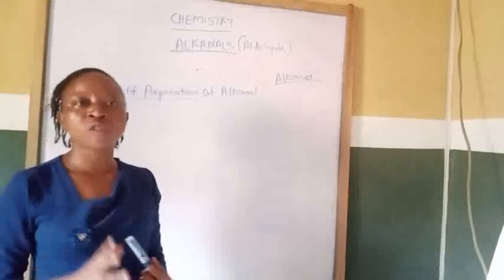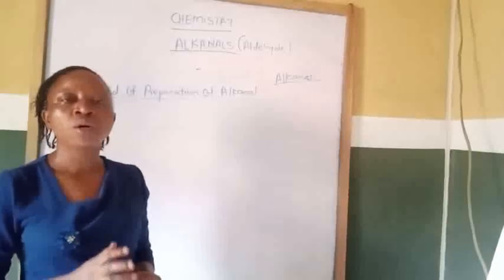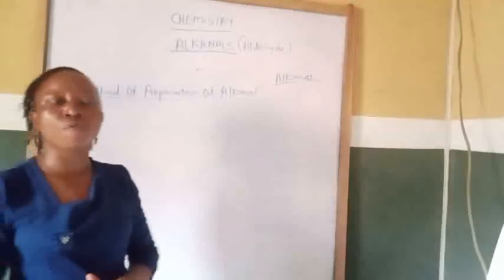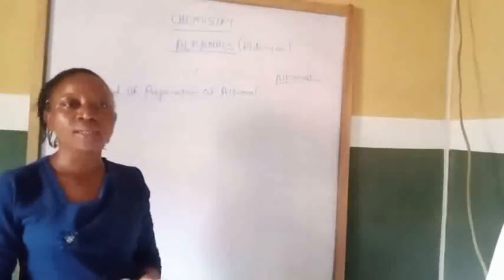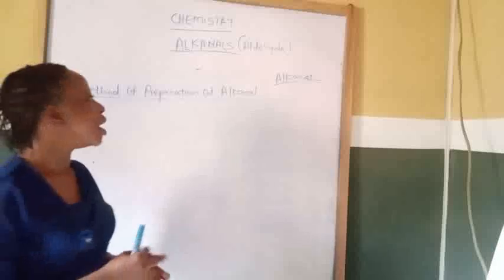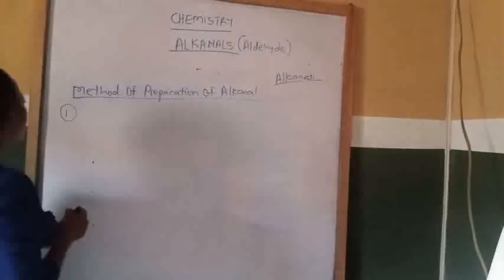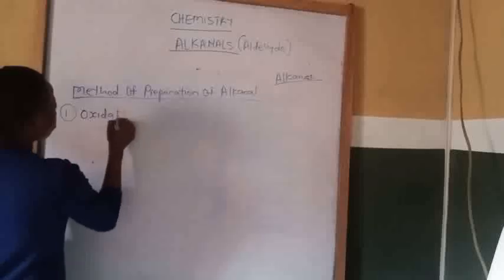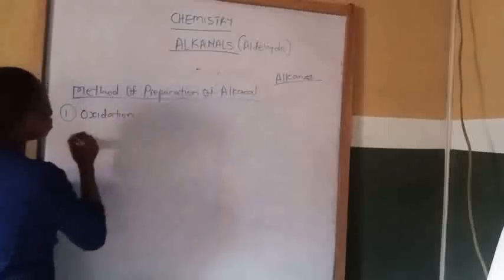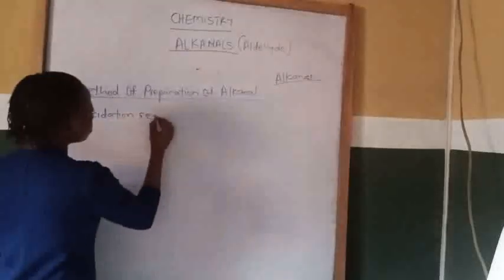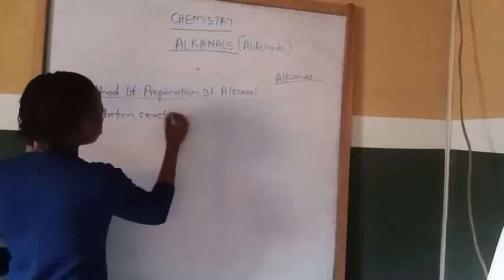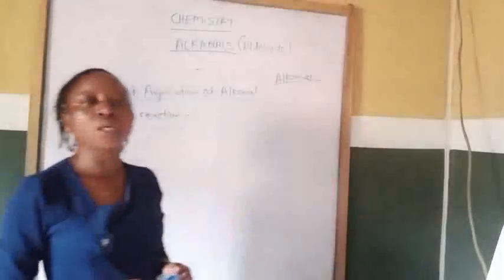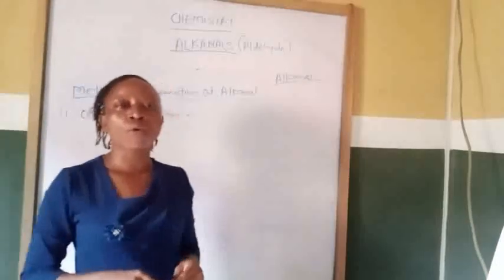I'm going to explain the oxidation reaction. Number 2 is the addition of water to alkyne. So let's first talk about the oxidation reaction, which is the oxidation of the corresponding primary alkanol.